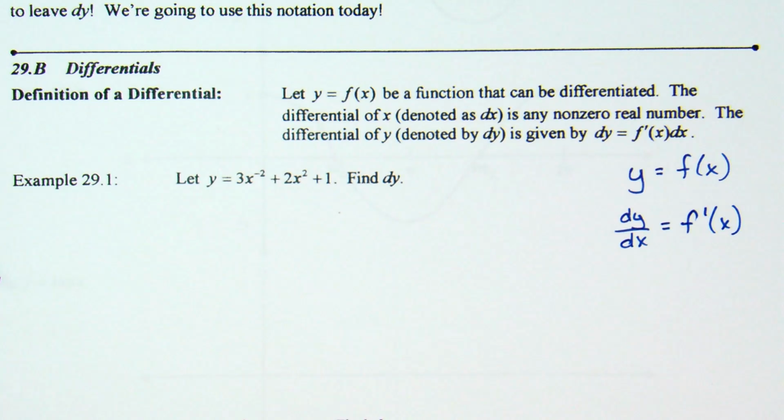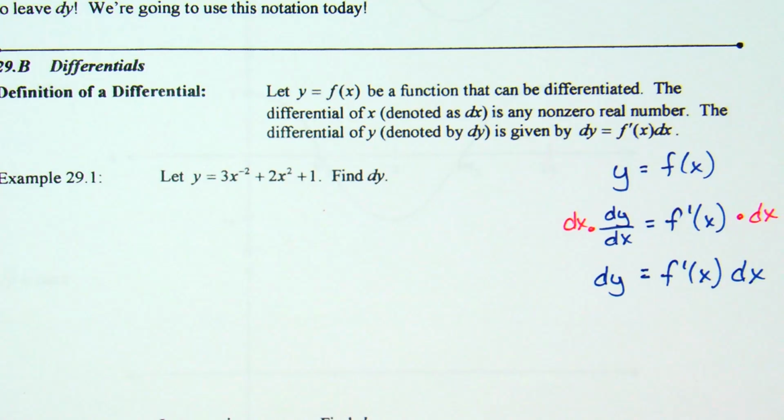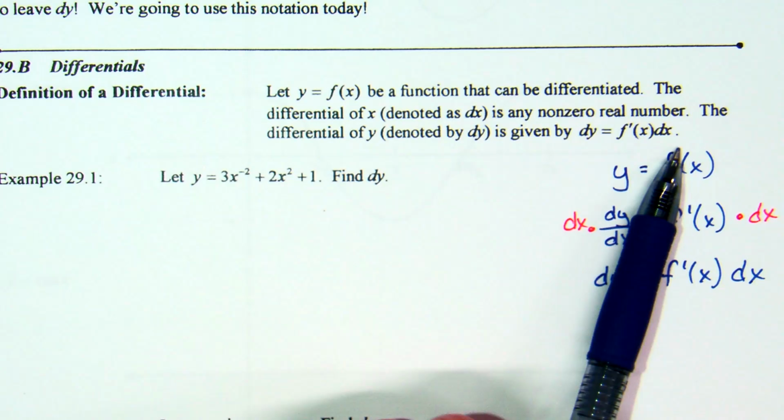Now, think about it. How do I get rid of a denominator, such as dx? You multiply by dx, right? So if I multiply by dx on the left, multiply by dx on the right. And so now, the dx's cancel. I have dy equals f prime of x dx. And I'm just trying to show you where they get this dy equals f prime of x dx.